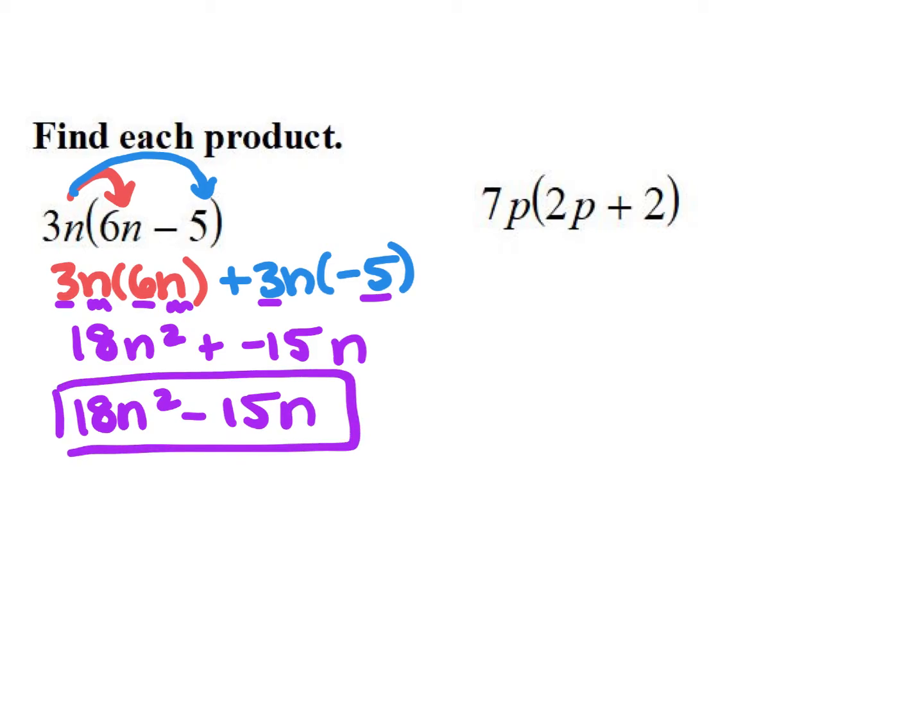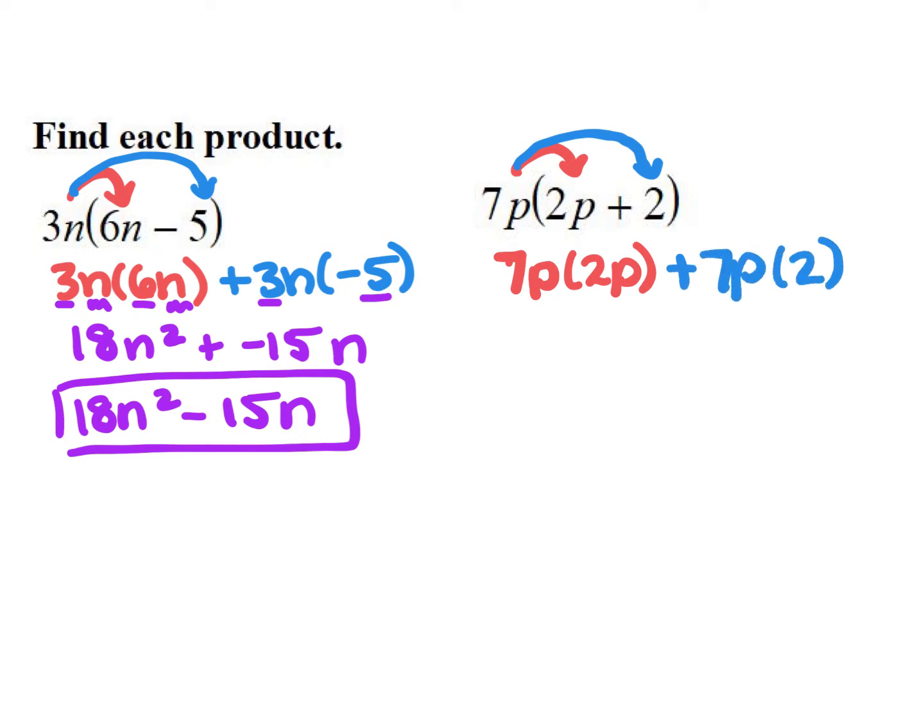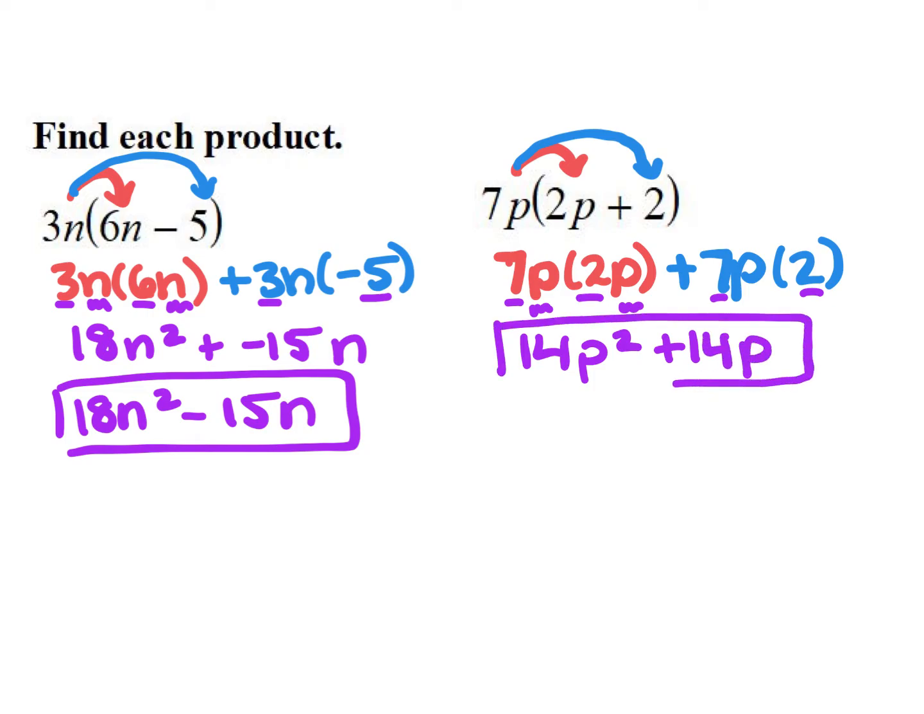For my next example, I start by distributing my 7p to the 2p. So I have 7p times 2p, and I also distribute the 7p to the 2. So it's plus 7p times 2. Now when I simplify, the 7 times 2 gives you 14, and p times p is p squared. For the second part, you also have 7 times 2, which gives you 14, and the p is just attached. So your answer is 14p squared plus 14p.